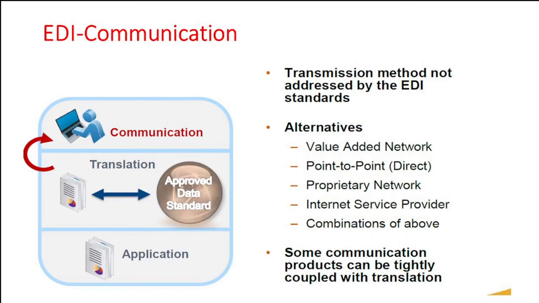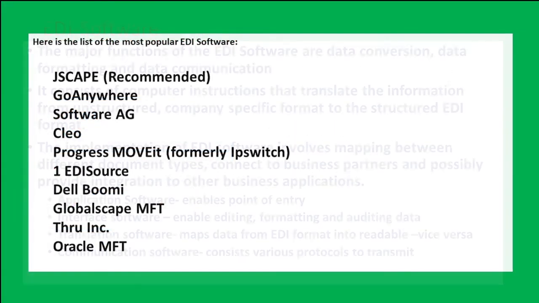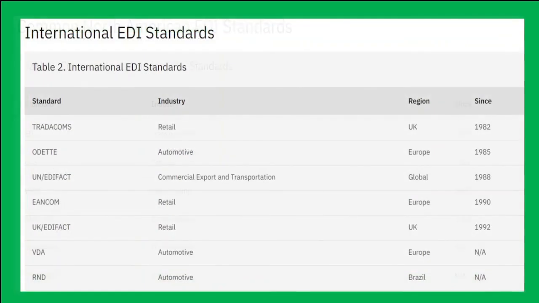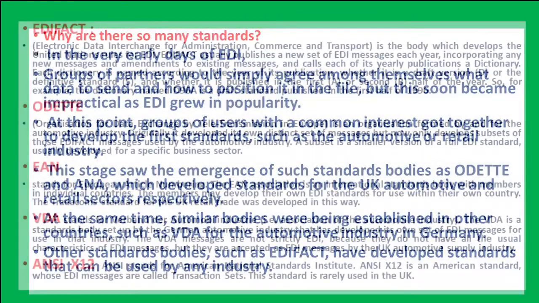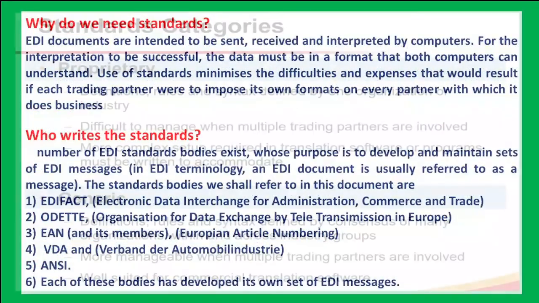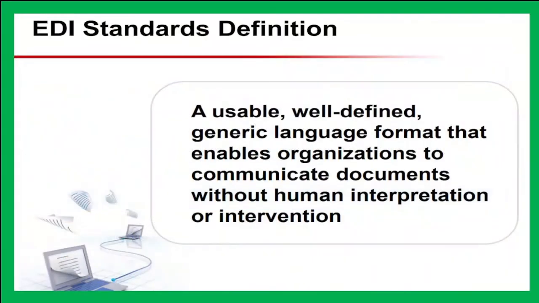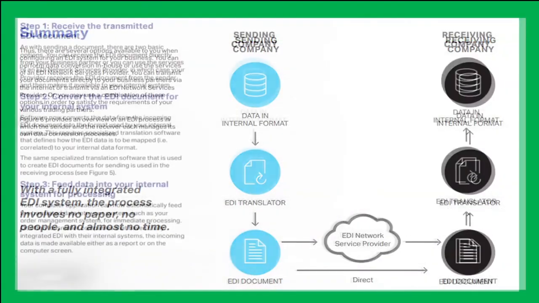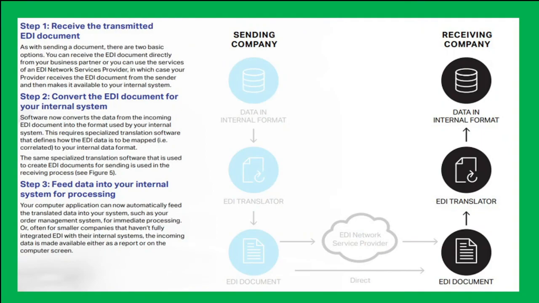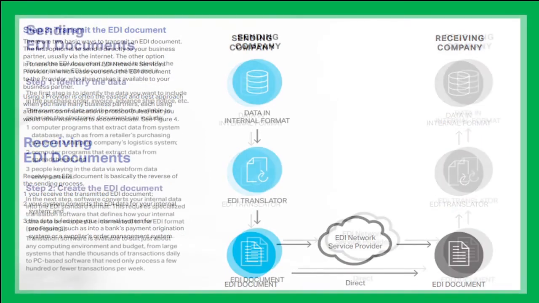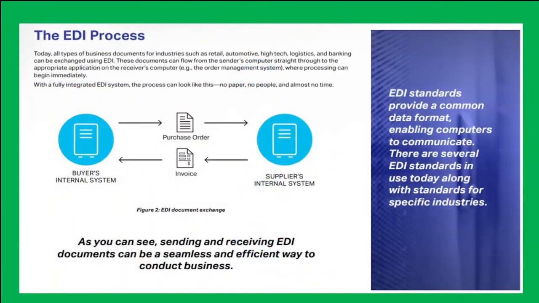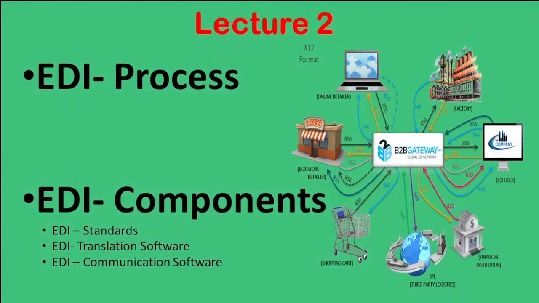Students, this is regarding our second video, which we discussed. One is the EDI process, another one is the components of EDI. The EDI process we understood. Components consist of three. What are they? Standards, application software, and communication.